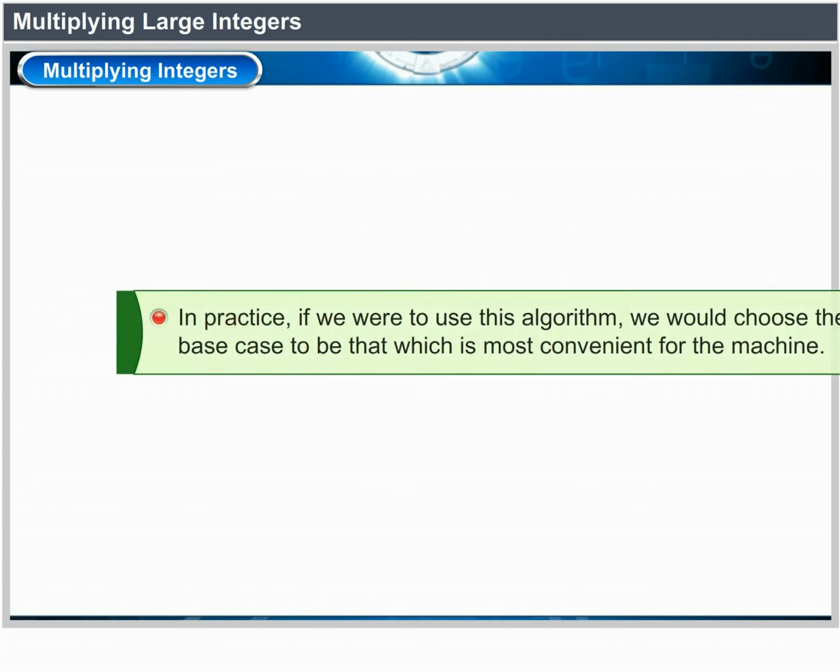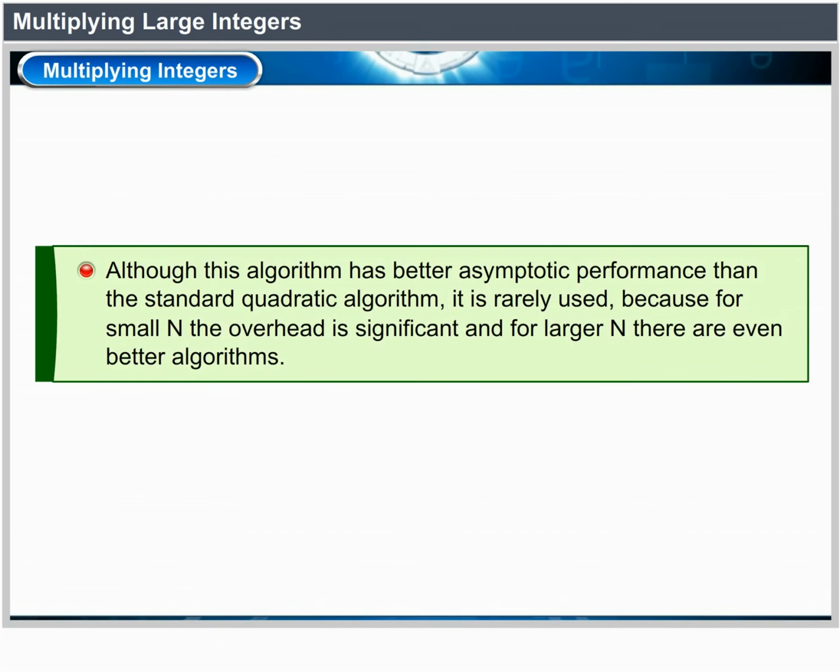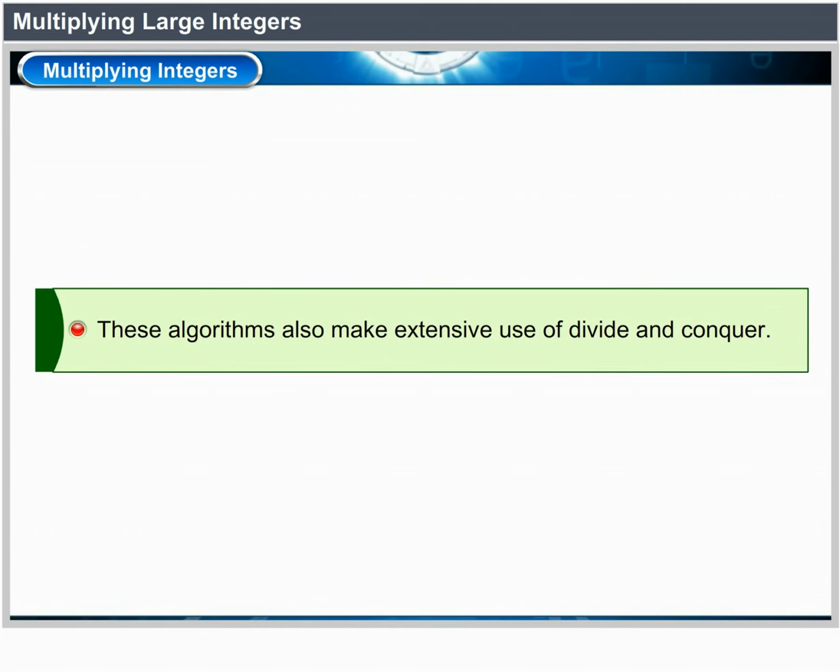In practice, if we were to use this algorithm, we would choose the base case to be that which is most convenient for the machine. Although this algorithm has better asymptotic performance than the standard quadratic algorithm, it is rarely used because for small n, the overhead is significant, and for larger n, there are even better algorithms. These algorithms also make extensive use of divide and conquer.